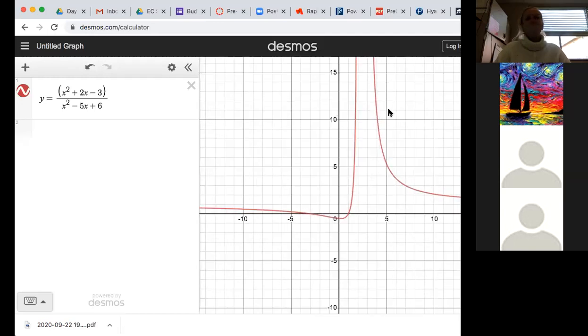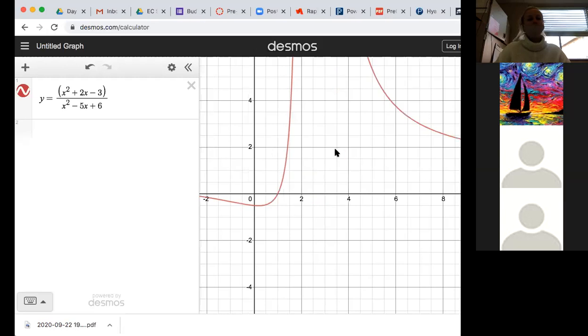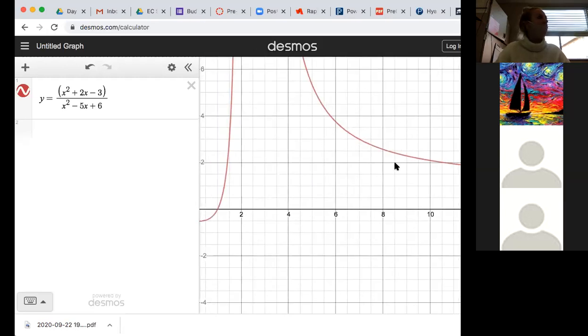Anybody, can anybody see? I'll zoom in really far. Does Desmos give you any holes? And before you're like, well, dang, Desmos sucks, I'm going to use my TI-84, it's even harder to see in the TI-84. I would definitely use Desmos.